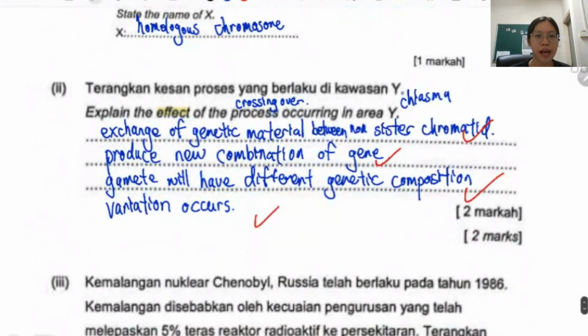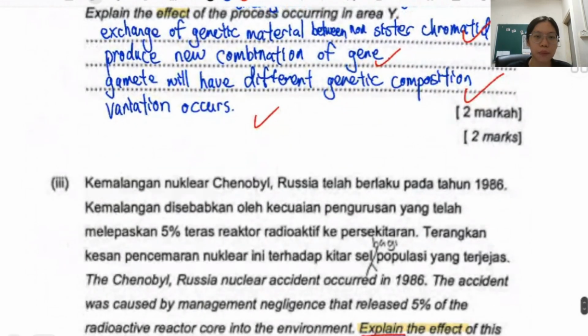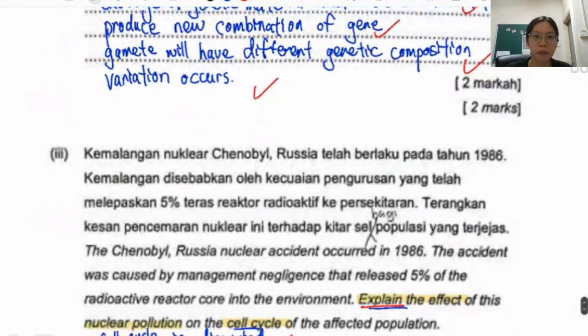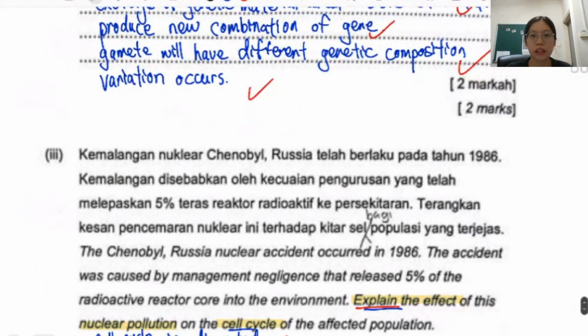Yeah. Okay. And then this one is talking about the Chernobyl accident. So a nuclear accident. Fukushima also occurred before, and now this one, Chernobyl, is actually very severe. It was caused by management negligence that released 5% of the reactor. So explain the effect of this nuclear pollution on the cell cycle on the affected population. So they want you to emphasize the effect of this nuclear pollution on the cell cycle. So imagine what happens to the cell cycle.